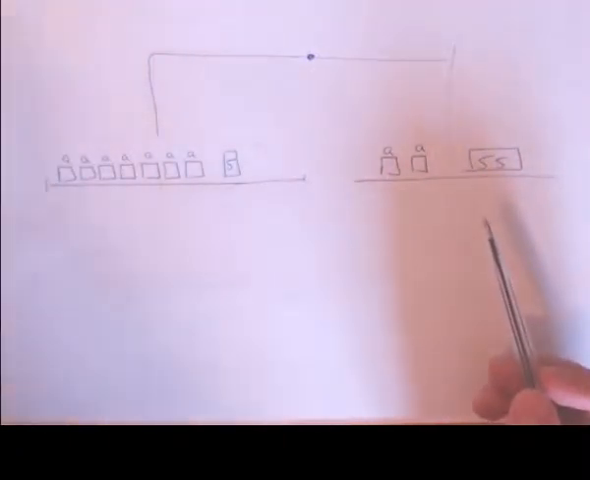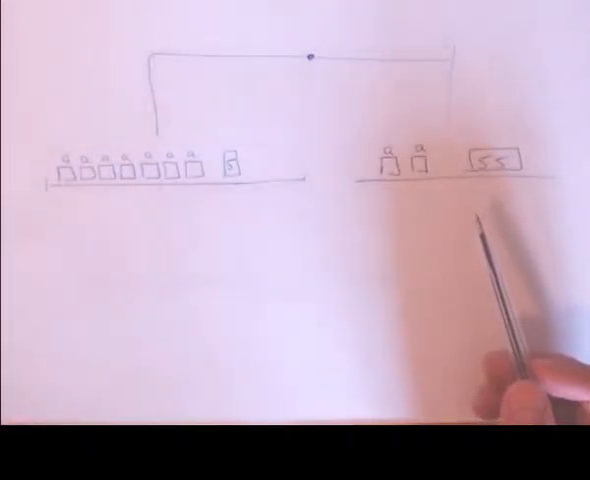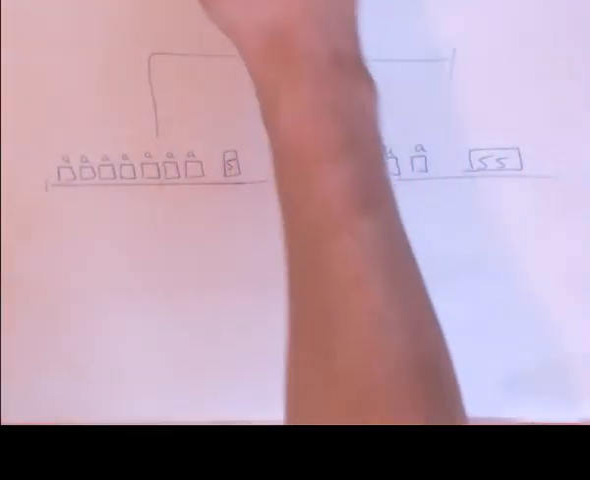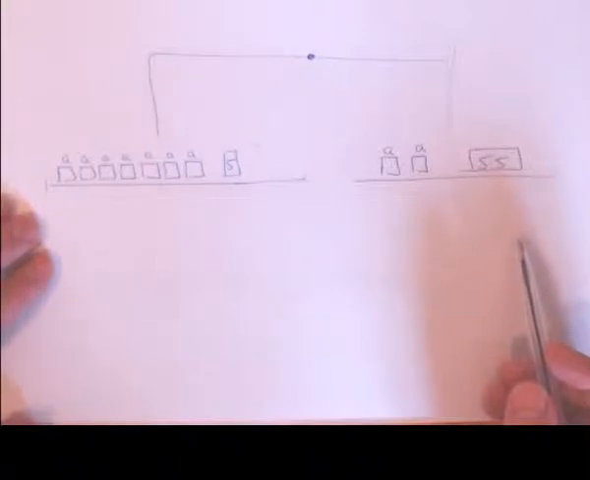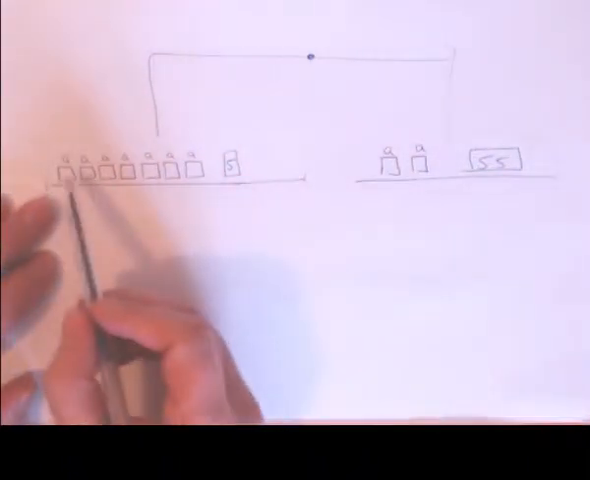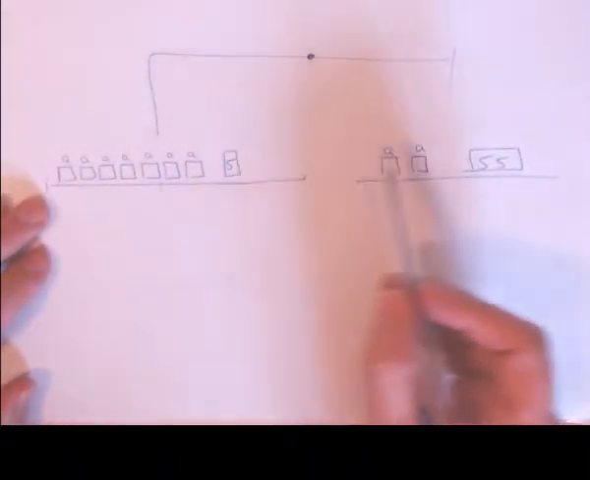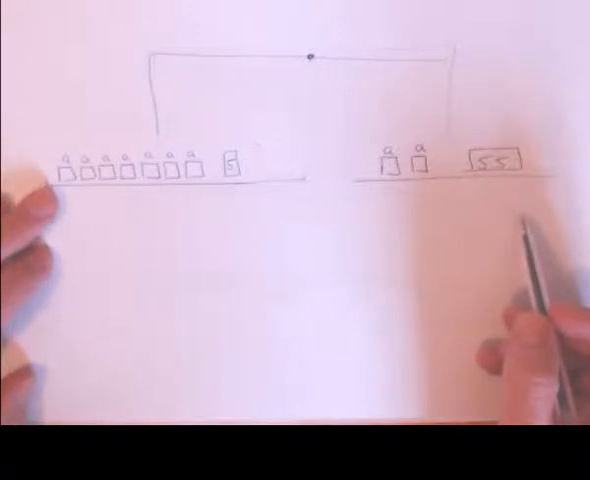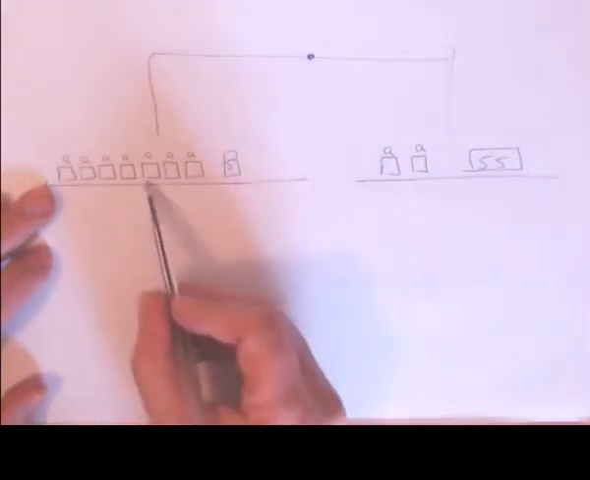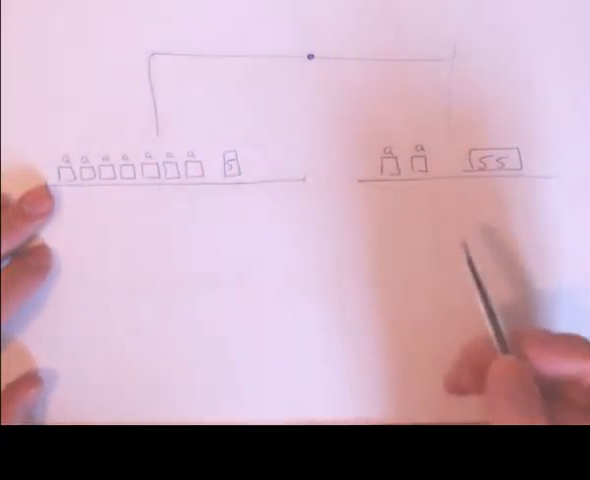For this idea at the moment, it's easiest to think of it in terms of a weight. When we deal with negative numbers, that won't be so obvious, but for positive numbers, we can think of it just as a weight. So we have 7 of these things plus 5, which is the same value as 2 of these things plus 55. Now, I want to find out what the value of one of these things is. And it's not very easy to do that when we've got values on both sides of our balance.